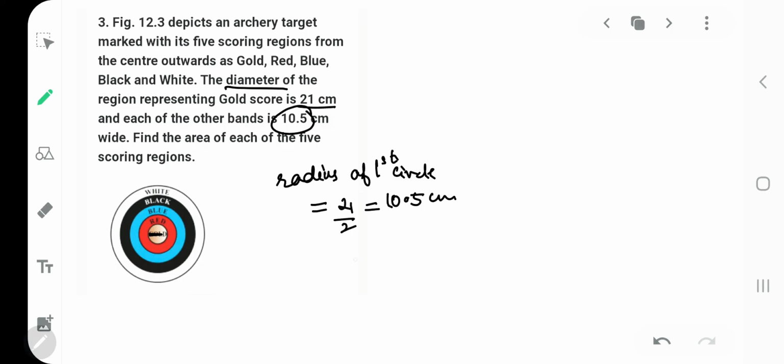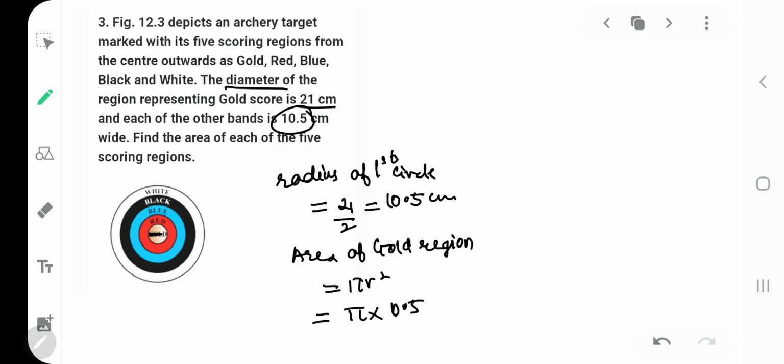Got my point? So the area of gold region will be pi r square, that is pi, I'll keep it pi only, 10.5 into 10.5. So that will be 346.50 pi centimeter square. Now it is given that each of the other band is 10.5 centimeter wider than gold. Got my point clear?